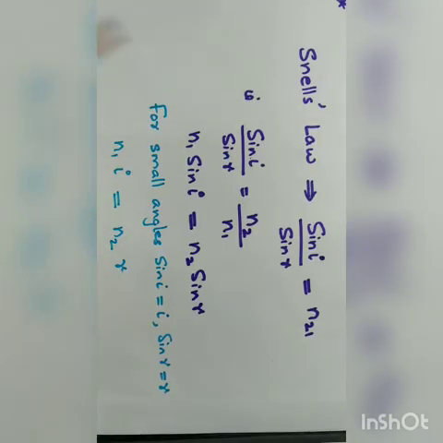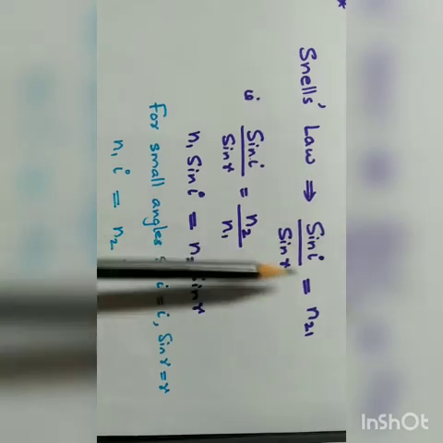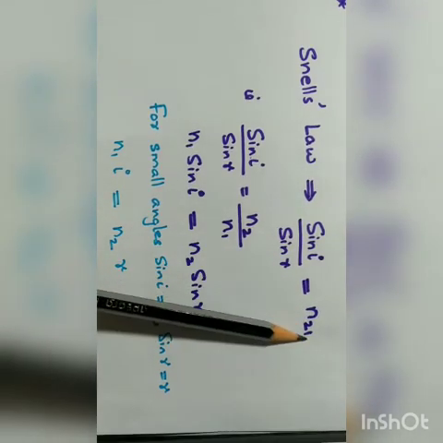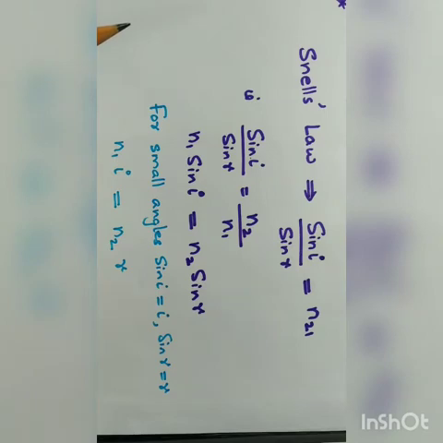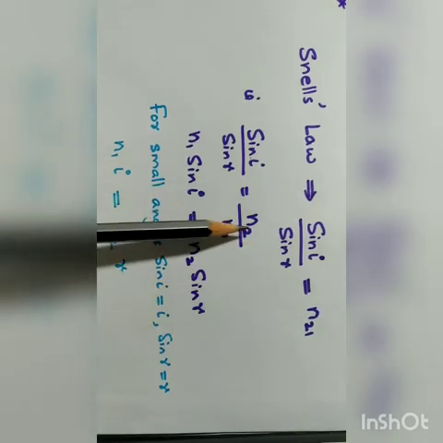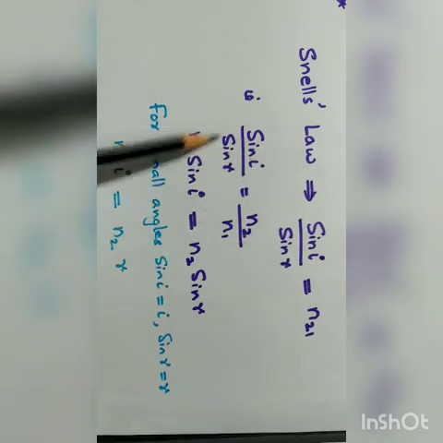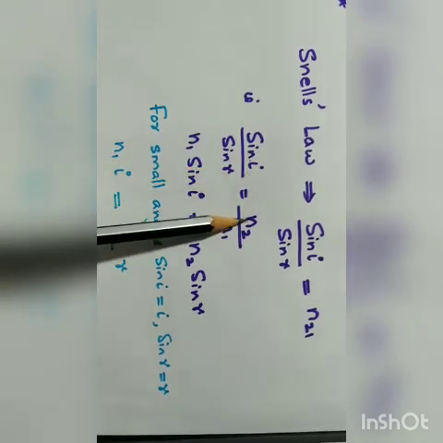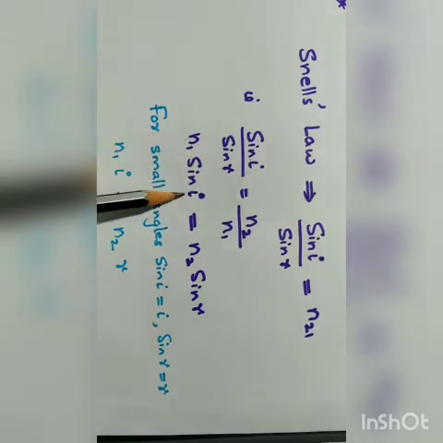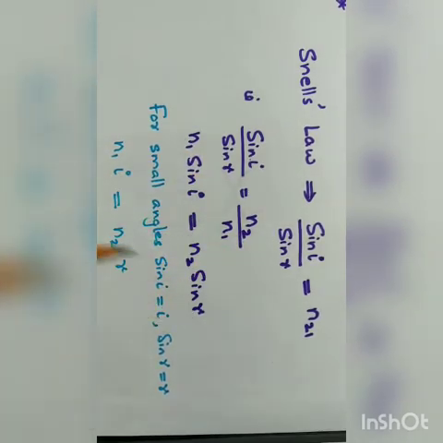What is Snell's law? sin i by sin r is equal to n21. That was the second law of refraction. n21 can be written as n2 by n1. So sin i by sin r is n2 by n1. Let us cross multiply. n1 sin i is equal to n2 sin r.